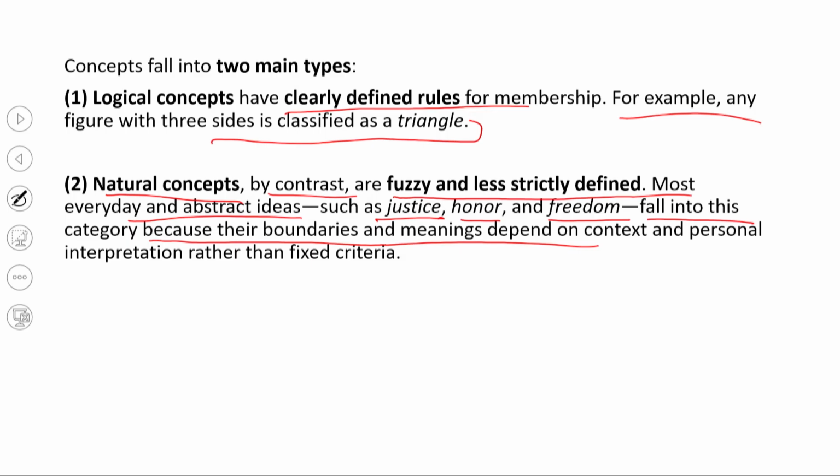These are fuzzy concepts. Boundaries are not very clearly defined. How do you define justice? How do you define freedom? How do you define beauty? Everybody may have their own definitions. So, the boundaries are not clearly laid out. Those are called natural concepts. So, we use sometimes logical concepts, sometimes natural concepts in our thinking process.